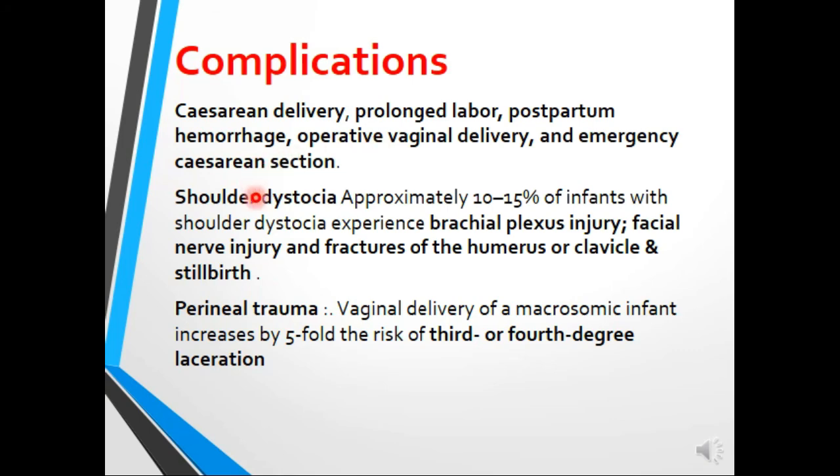Shoulder dystocia is also an important complication in macrosomic gestation, as 10 to 15% of infants with shoulder dystocia experience brachial plexus injury, facial nerve injury, fractures of humerus or clavicle, and stillbirth. Perinatal trauma: vaginal delivery of a macrosomic infant increases the risk of 3rd or 4th degree laceration by 5-fold.